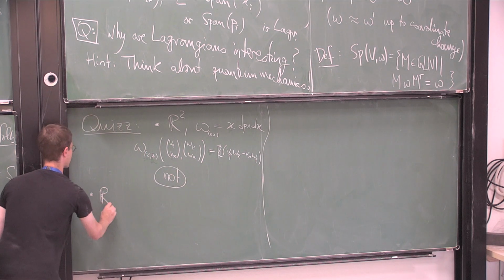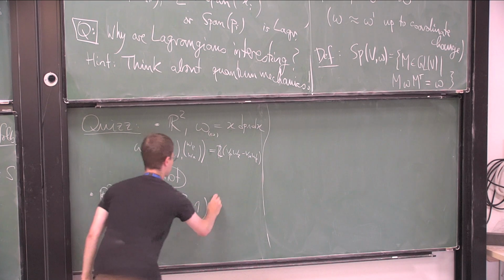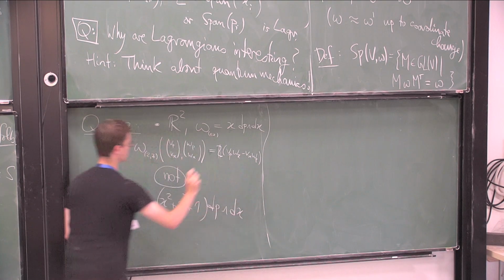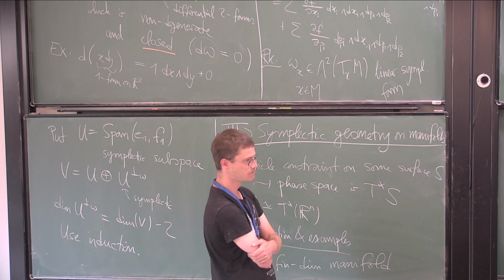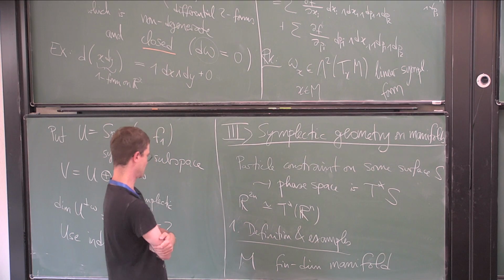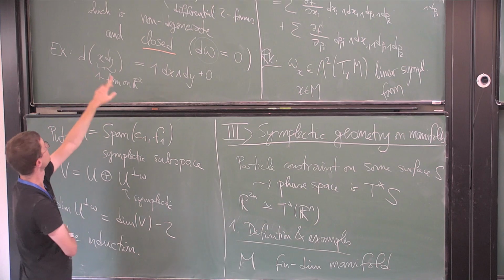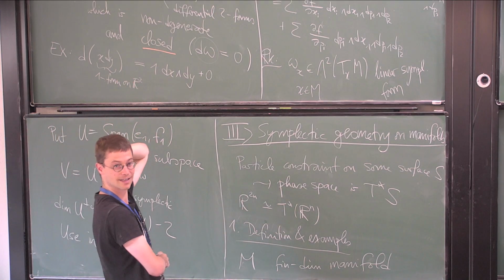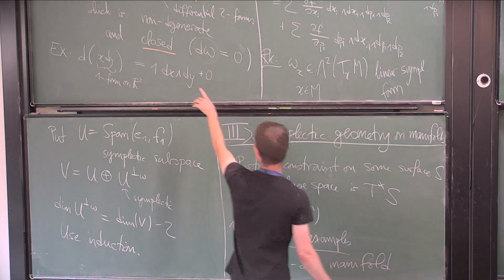Okay, what happens if I still take R2 and I take (x squared plus p squared plus 1) dp wedge dx? Symplectic, yes or no? So we should check the definition. Is it non-degenerate? Yes, because the factor here is always positive. And we should check whether it's closed.